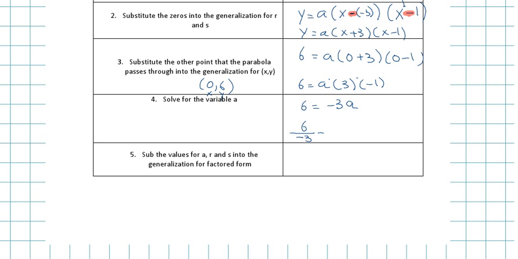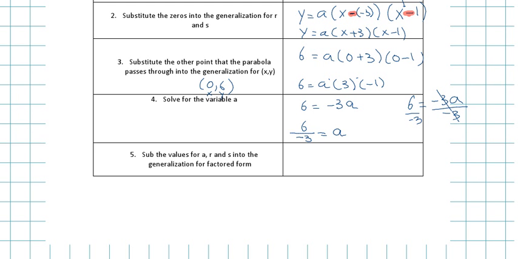If you think about it in a different way, I need to get rid of that negative 3, so I have to divide both sides by negative 3. Boom, they cancel. I have a left. Okay, so we're confident now. 6 divided by negative 3 is negative 2. So my a value is negative 2.